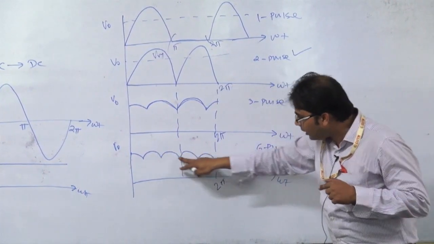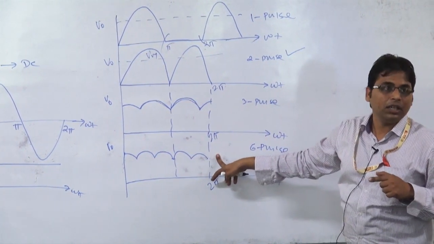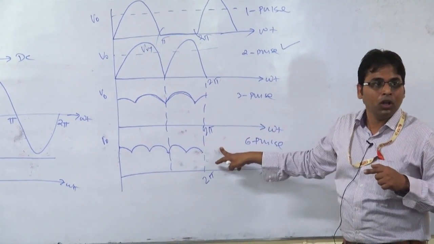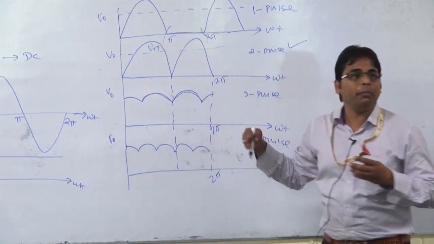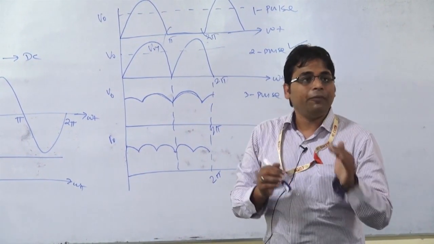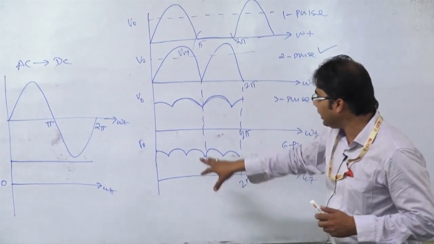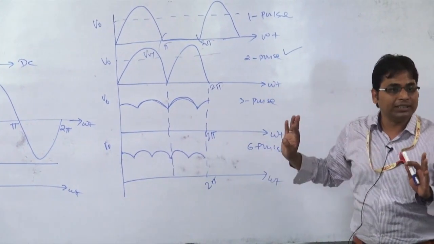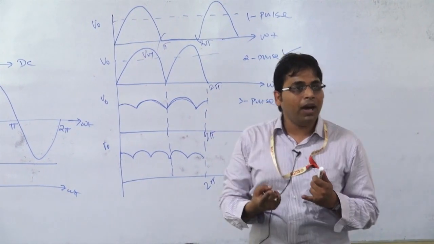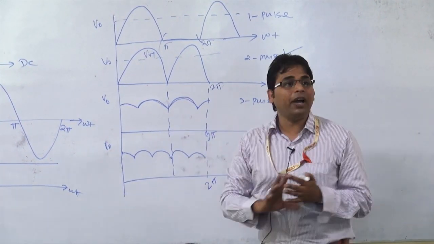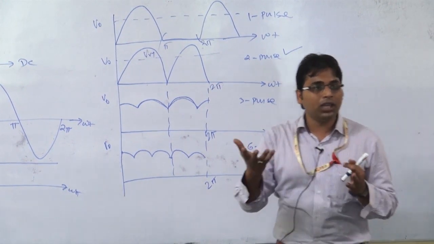And with 6 pulse, the output is nearly equal to constant. So this is the main advantage. The filter size is going to be reduced to a high level if you increase the number of pulses. Secondly, the power of the rectifier will increase. Power delivered to the load will increase.